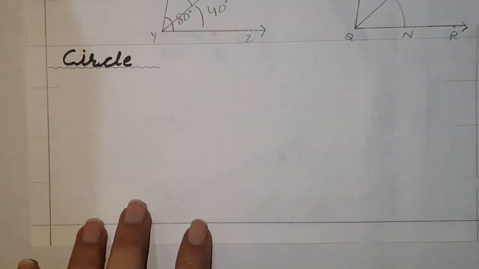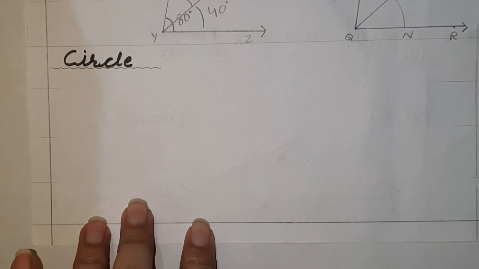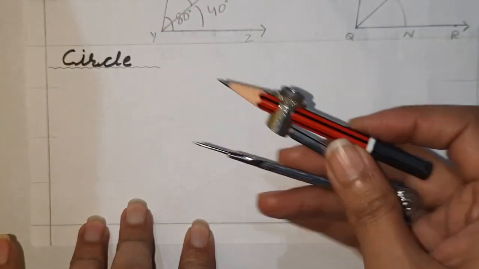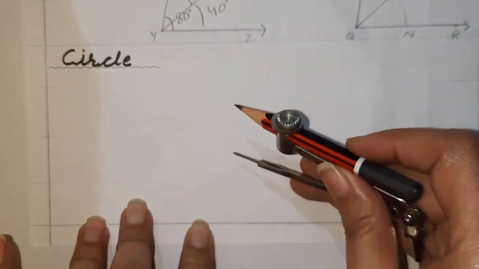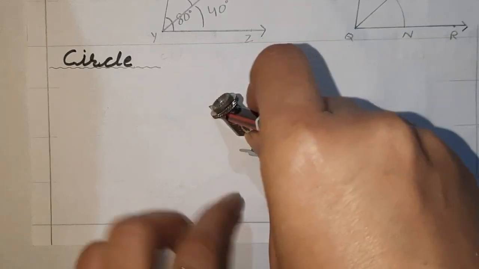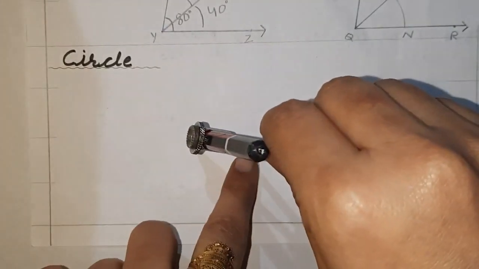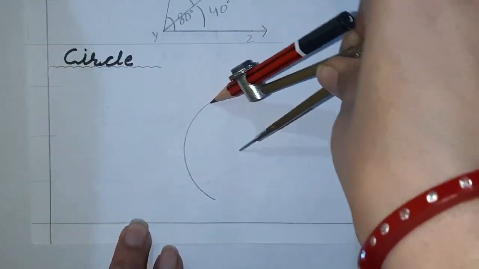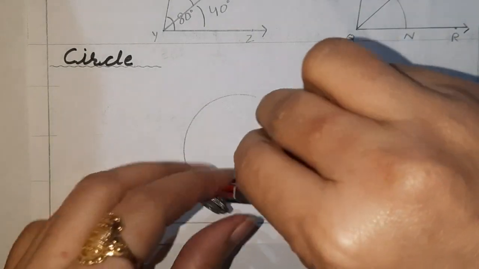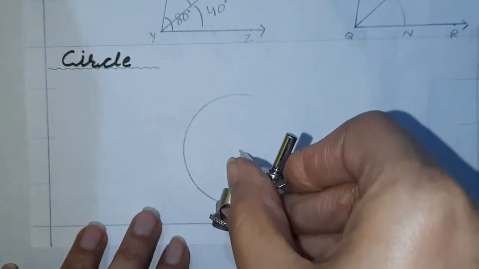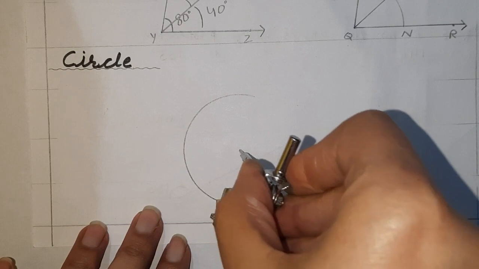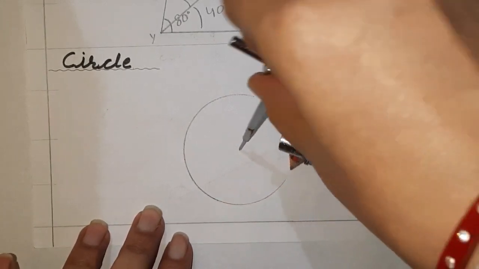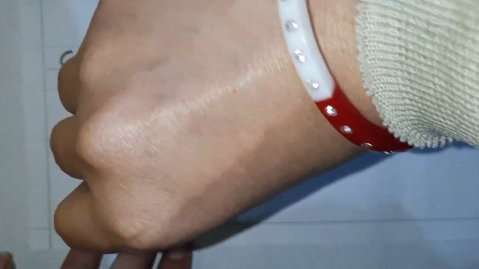Now I will tell you about a circle and the important terms related to the circle. First of all, I will tell you how to draw. Open the compass with some suitable radius. Put the tip of the compass, this metal tip, on the paper and draw the circle. Hold the compass very carefully and don't give pressure on the pencil. In this way you will draw the circle.